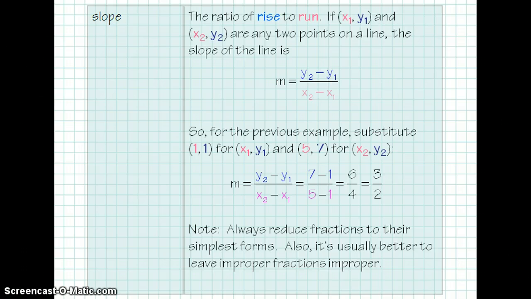Reduce your fractions whenever possible. And I always prefer for slope to be as an improper fraction, because that way it's pretty easy to tell what your rise and what your run are. 2.5 doesn't tell us a whole lot, or tell us as much anyway.